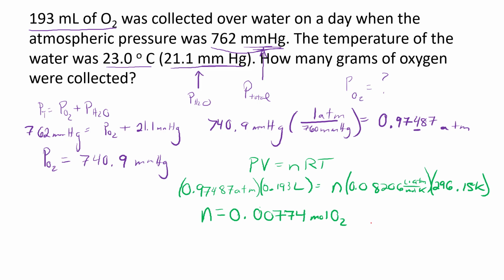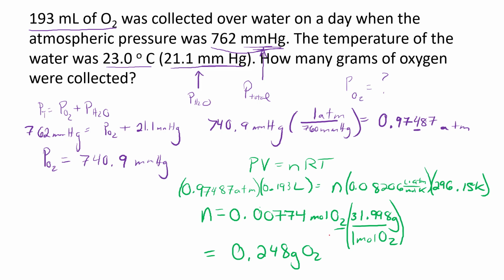All right, now if we want to get to grams, how do we do that? And notice this is O2. That's important because when we convert from moles to grams, we know 1 mole of O2 does not have a mass of 15.999. It has a mass of 31.998 grams, to give us a total number of grams equal to 0.248 grams of oxygen for a final answer.